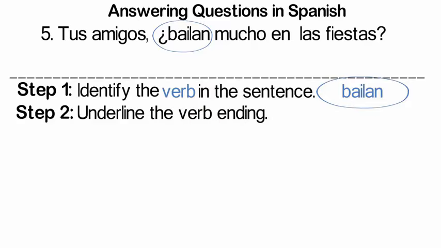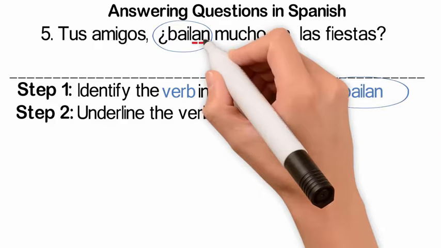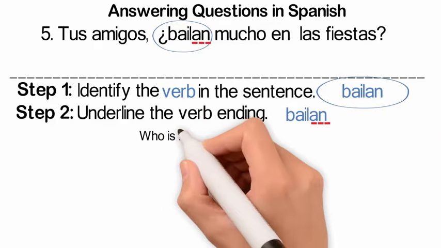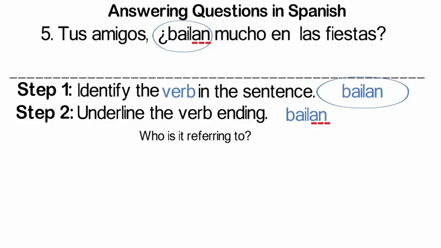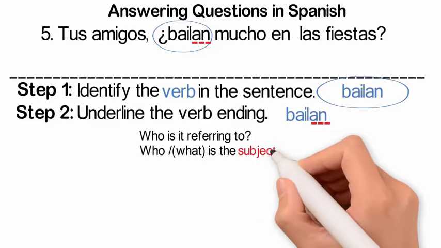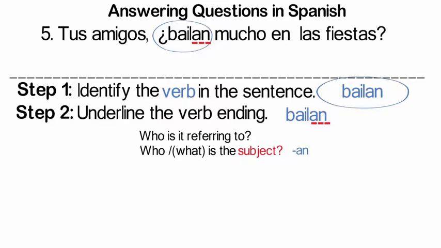Step 2. Underline the verb ending. In this case, the ending is an. And now that you have underlined it, you can answer: who is the ending an referring to? Who is the subject? The subject here then is amigos, ellos.